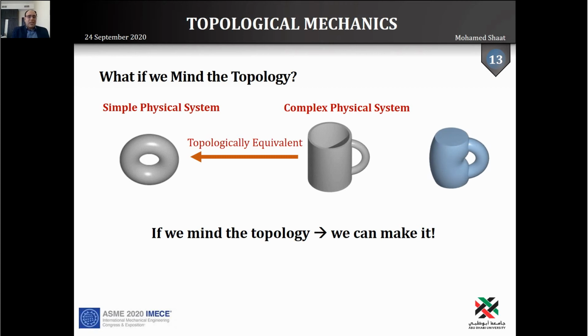So in general, we can say that if we can mimic the topology, we can replace a complex physical system with the simplest equivalent one, and in that case, we can make it. Anything that is difficult, we can make if we can mimic this topological property. So this is a good thing about topology.